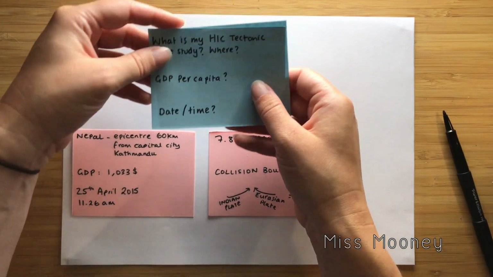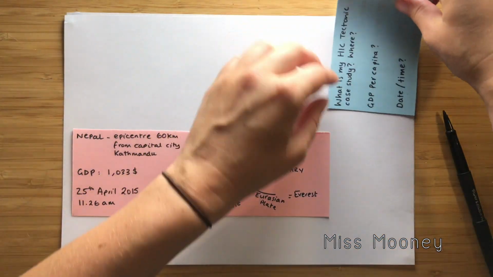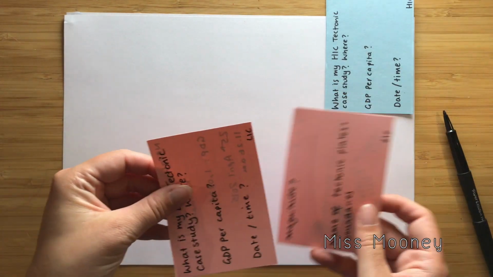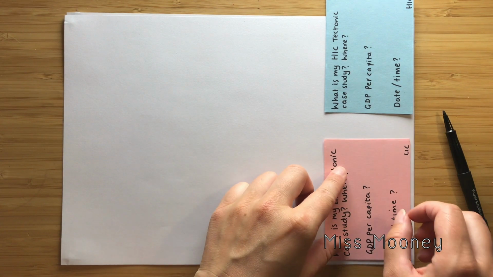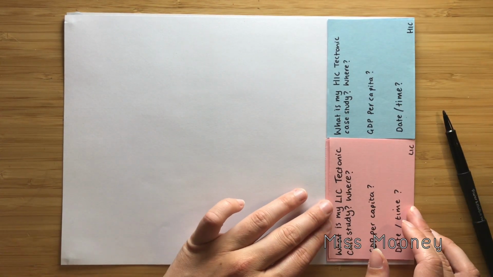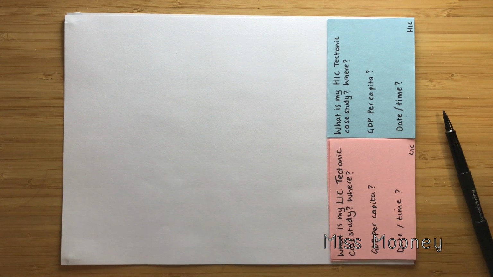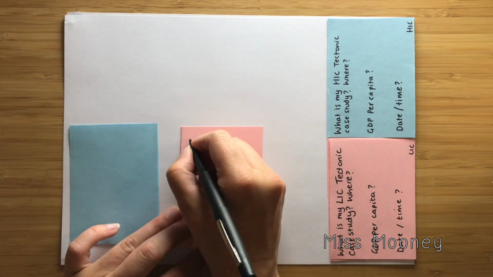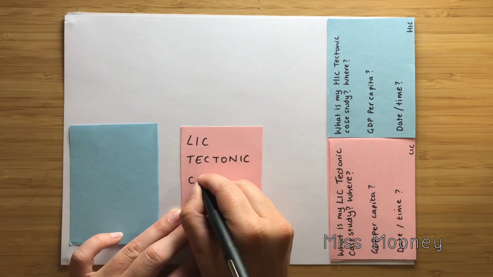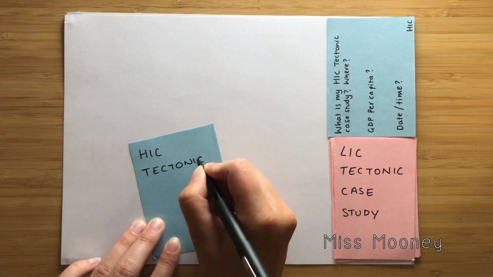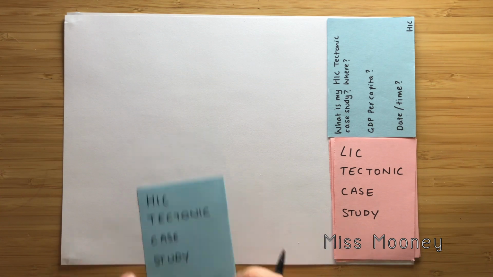Once you've started that, make yourself 2 piles, make sure you've got your HIC case study cue cards together and your LIC case study cue cards together, and put them in order. Make sure you've written at the bottom if it's LIC or HIC, that way if they get muddled with other case studies, you can put them back in their rightful place. And make sure you've given them a little title card so that when you pin them together or put an elastic band around them, you know what your case study is.